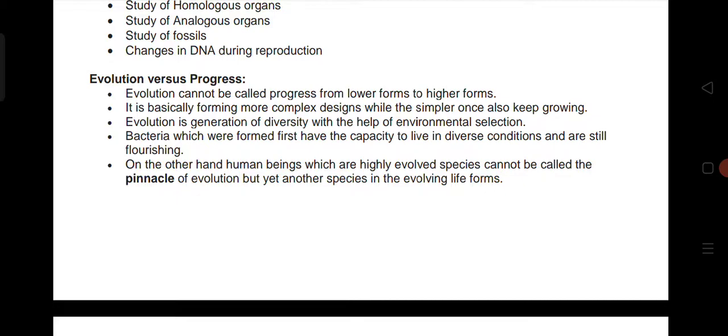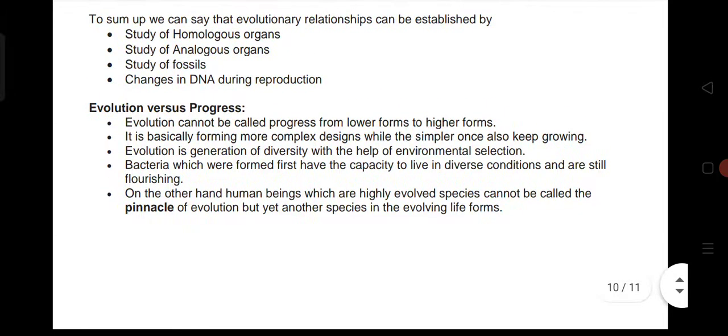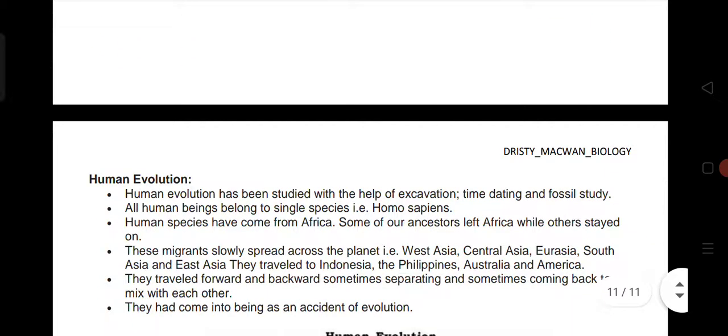So when we are talking about human beings, they are said to be the most evolved species, because the highest amount of evolution has taken place in humans. But still, human beings cannot be called the pinnacle of evolution, because other species are also there among the evolving life forms. There are several different types of life forms which are carrying out evolution, right?